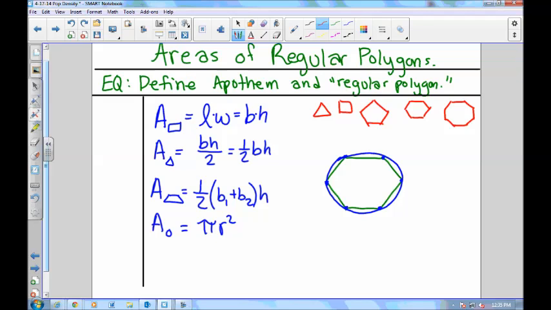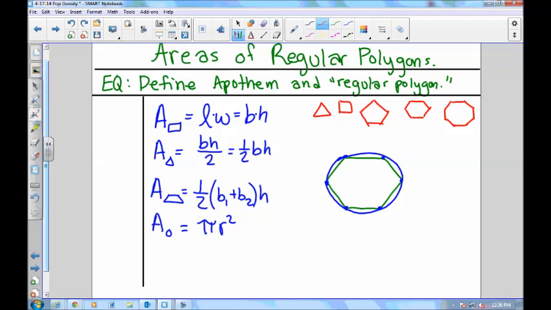It gets microscopically close. 1,000gon is still not a circle. 1,000 sides is close, but still just a hair off. You can do that for homework. Have fun.